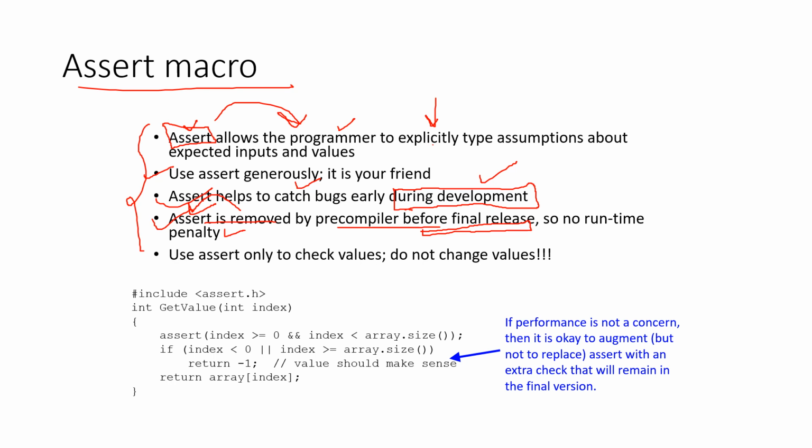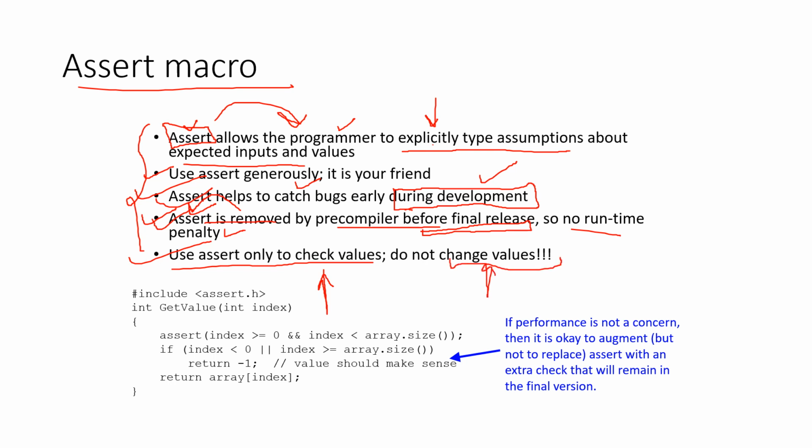As you can see, it is helping you to catch bugs. It is also removed by the pre-compiler, so no runtime penalty. It also helps a programmer to explicitly type assumptions about expected inputs and values. Then, use assert only to check values, do not change values. Do not use it to change the values, and that will be helpful to you.